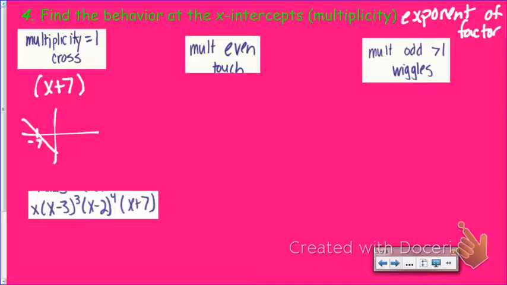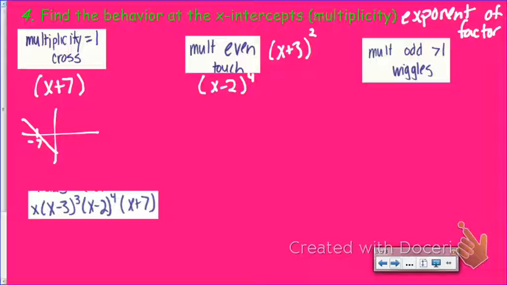If that multiplicity is an even number, so for example on the equation below, x minus 2 to the 4th power, that's an even number. If I had something like x plus 3 to the 6th power, or to the 2nd power, or any even number, then at that 0, my graph is going to touch the x-axis and then go back in the same direction.